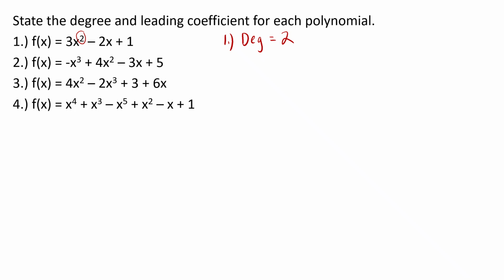And the leading coefficient is the coefficient that goes with the degree. So the leading coefficient in this case is 3. Next one, scanning for the highest exponent, I see the highest exponent is a 3, so the degree is 3. And the leading coefficient here, we want to remember if you don't see the leading coefficient, I kind of blocked out my negative there, I didn't want to do that. Then the leading coefficient is a 1, so that is -1 x to the third. So our leading coefficient there is -1.